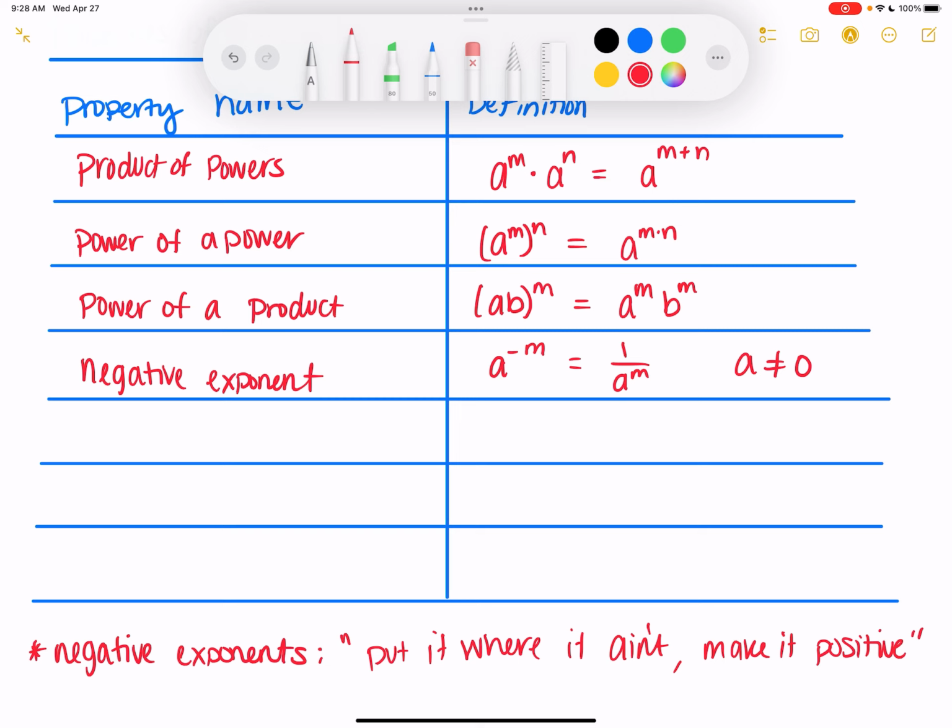So if it was on the bottom, you would do the same thing to move it to the top. If it was like 1 over a to the negative m, it would be a to the m that it would be equal to.